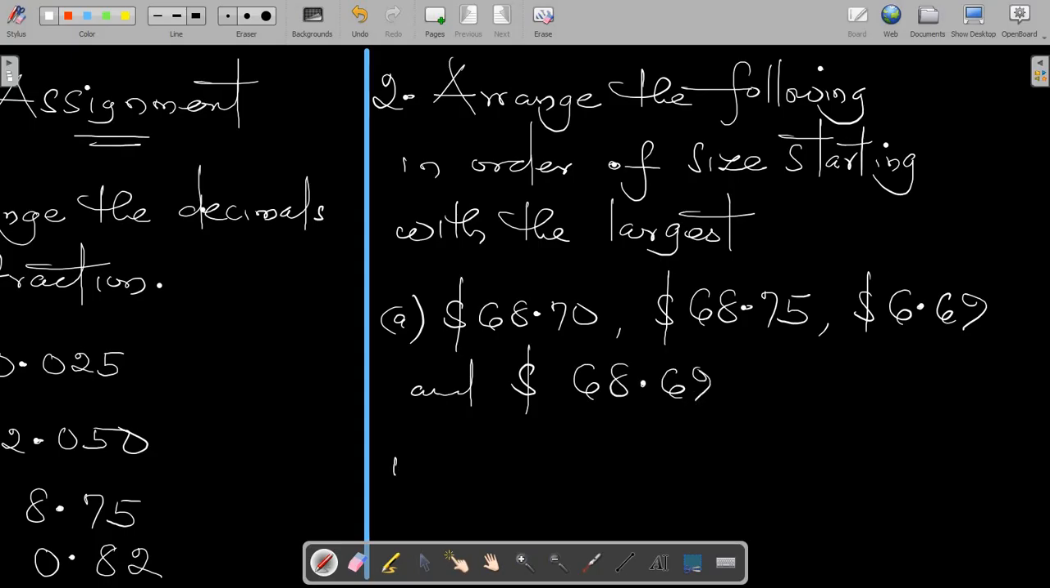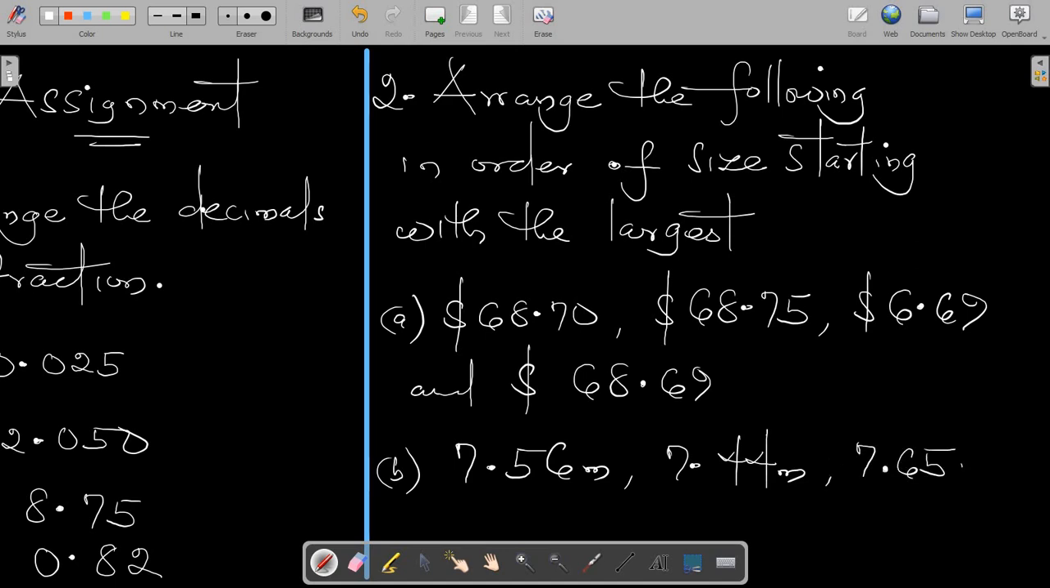So the second question here, I want you to arrange these numbers also in order, but make sure you start from the largest. So we have 7.56 meters, 7.44 meters, 7.65 meters, and the last one, 7.50 meters.